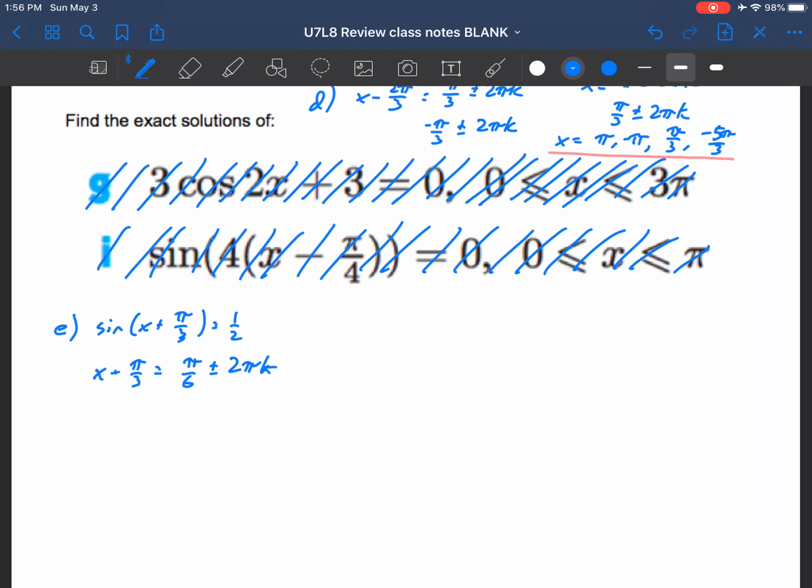And the other one would be in quadrant 2, which is 5 pi over 6 plus or minus 2 pi k. Okay, so this means that x is equal to, so now I need to take this plus pi over 3 and subtract. So that's going to be 2 pi, so that's going to be negative pi over 6 plus or minus 2 pi k, or 5 pi over 6 minus 2 pi over 6 is 3 pi over 6, which is pi over 2. Pi over 2 plus or minus 2 pi k.